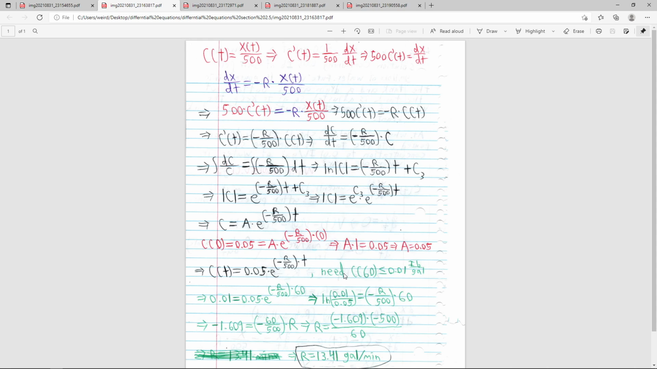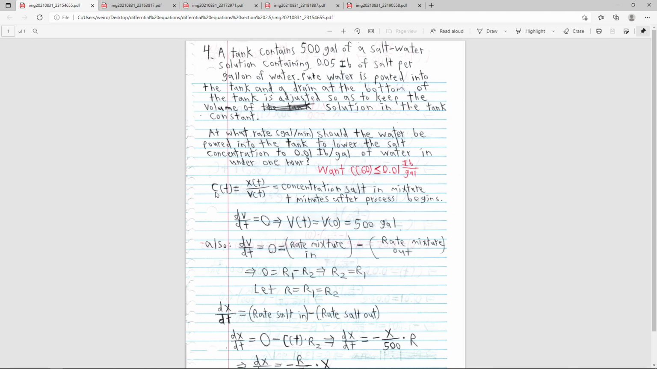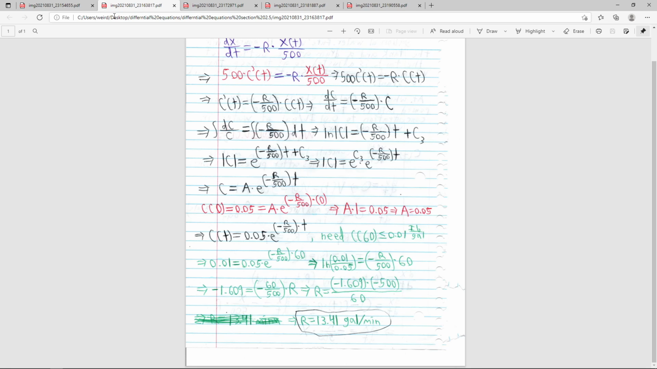Okay. And now we know we need C of 60 less than or equal to 0.01 pound per gallon. So 0.01 has to be less than or equal to, but we'll just say equal to, because that's the bare minimum. So this is the slowest the rate can be, basically, because we need it to be under 1 hour. So we'll just consider the equals.